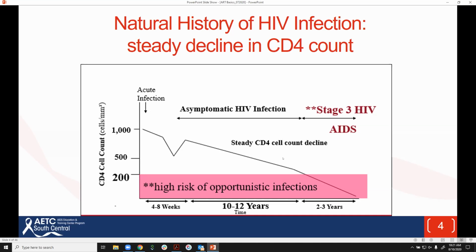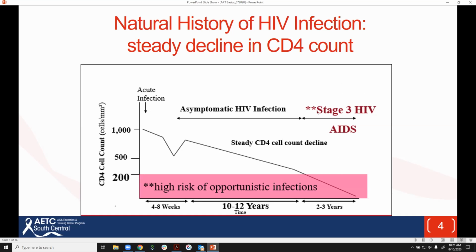If we do, however, have patients who start at a lower CD4 count, our goal is to go backwards in this slide, and we can increase the CD4 count over time. And so antiretroviral therapy can be started at any point here. I want to just briefly comment on the stage 3 HIV/AIDS.